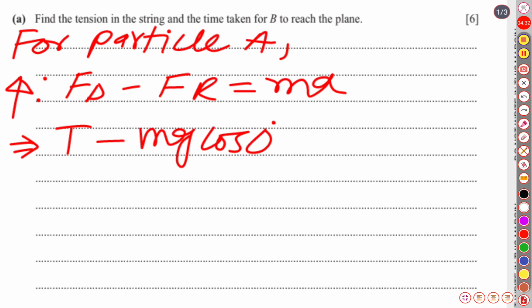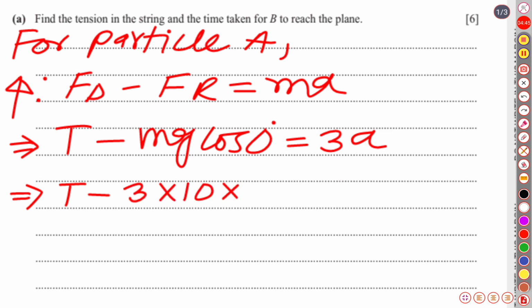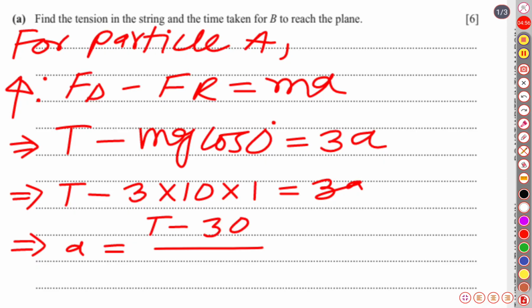You can ignore cos theta because the angle here is 0 degree in terms of right angle triangle, and mass of particle A is 3, acceleration is a. After that, it is going to be T minus mass of particle A is 3, acceleration due to gravity is 10, and cos 0 is 1, equal to 3a. Hence if we make a the subject, a is equal to (T minus 30) over 3. We may leave this as equation number 1.